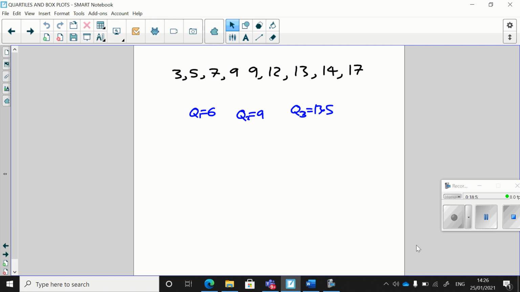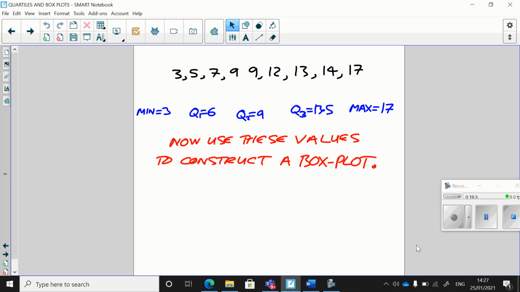So it looks like we've got our 3 quartile values. The only other things they asked us to determine were the maximum and minimum value of the list. It's just a case of looking left or right, or identifying them in some way. So the minimum is 3 and the maximum is 17. So it looks like we've got 5 numbers here, and these are the numbers we need to construct the box plot.